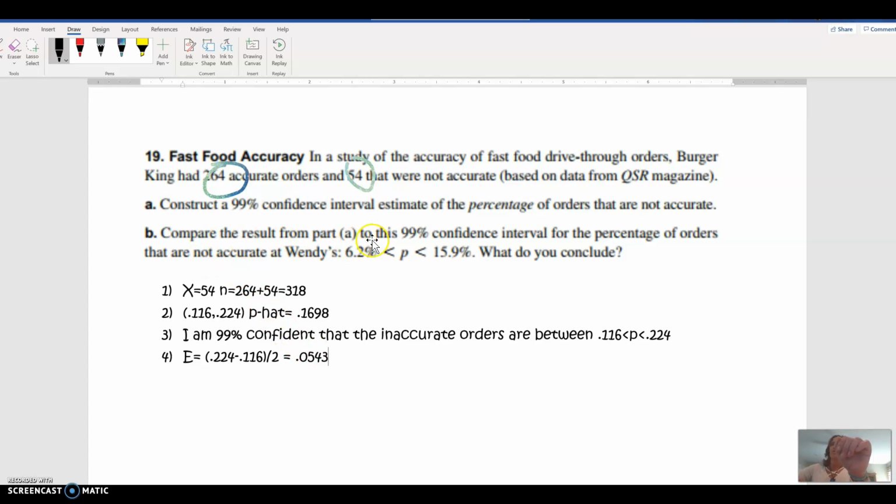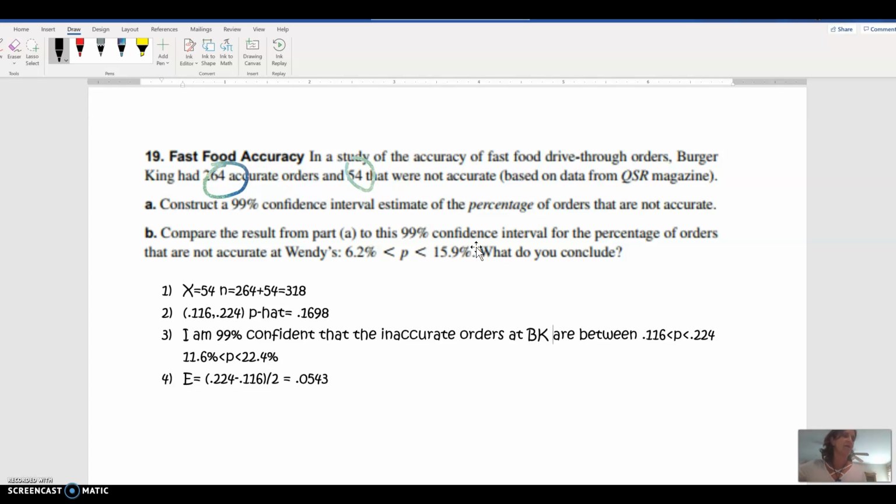So in part B, now they're saying, compare this to a 99% confidence of orders at Wendy's. So this is Burger King. So let's, by the way, just also write this in percent. That would be 11.6%. Right? Move the decimal over twice, and 22.4%. So my real percentage of errors at Burger King, so the inaccurate orders at BK, are between 11.6 and 22.4. In part B, they're saying that Wendy's confidence interval is between 6.2% and 15.9%.